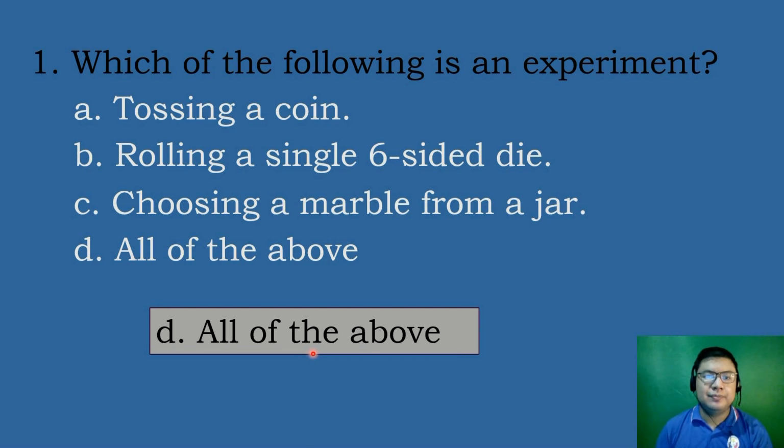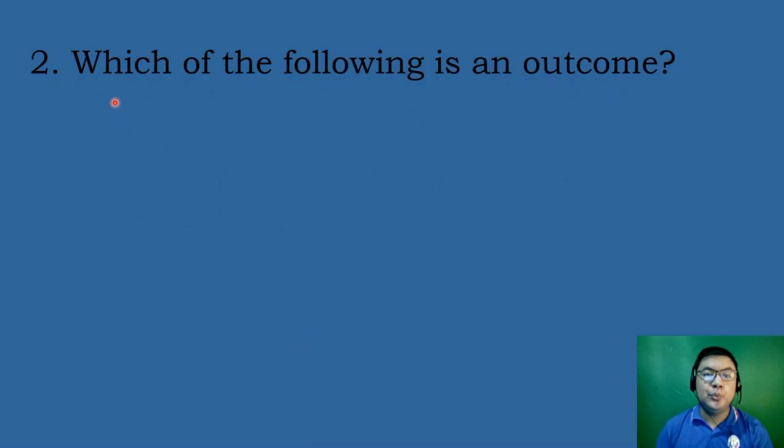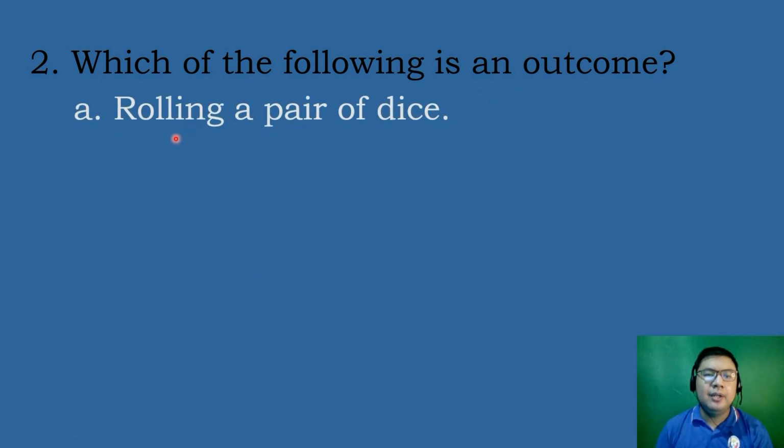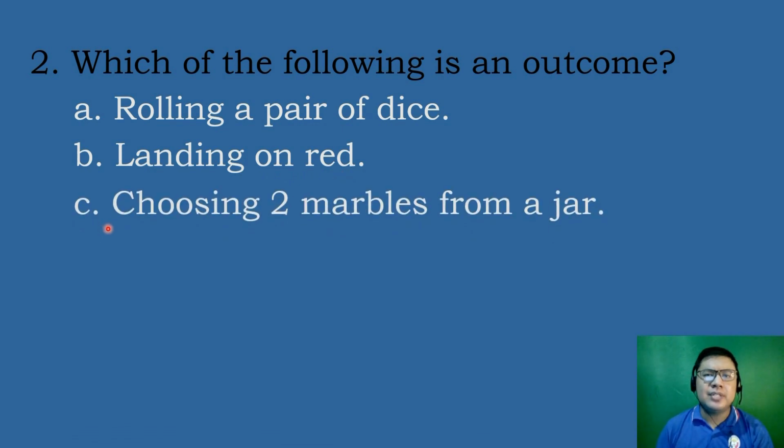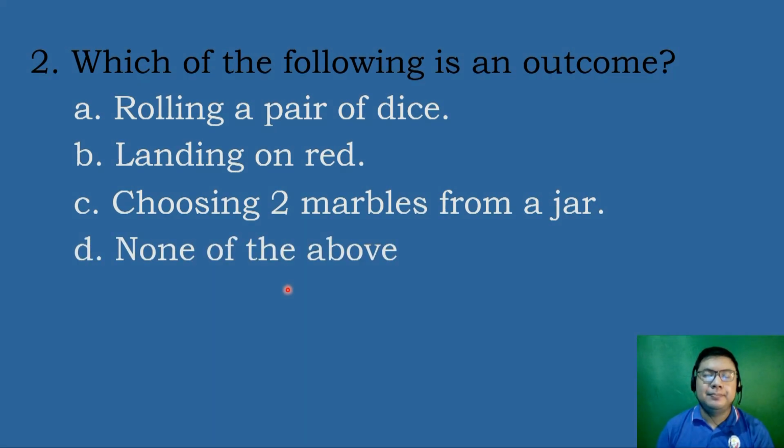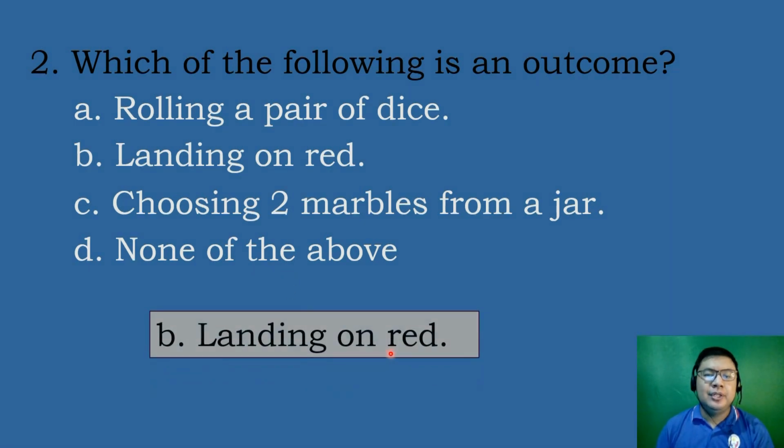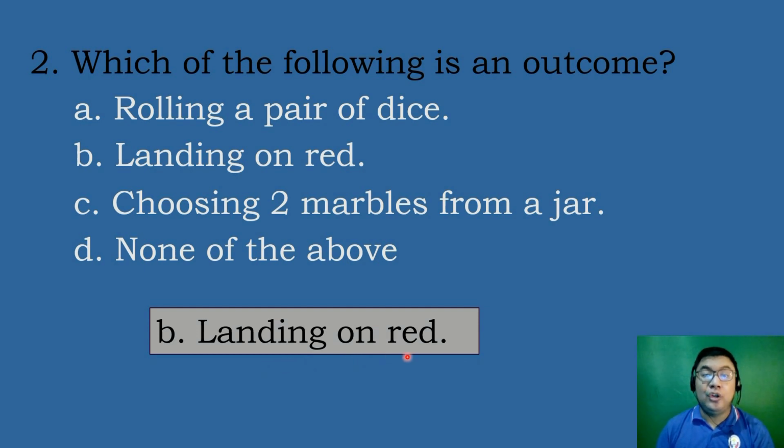Next question. Number 2, which of the following is an outcome? Letter A, rolling a pair of dice. Letter B, landing on red. Letter C, choosing 2 marbles from a jar. Or letter D, none of the above. Alright, very good. The correct answer is landing on red.